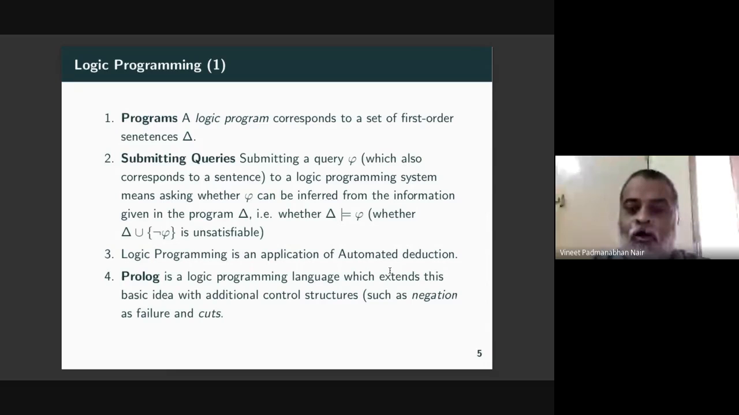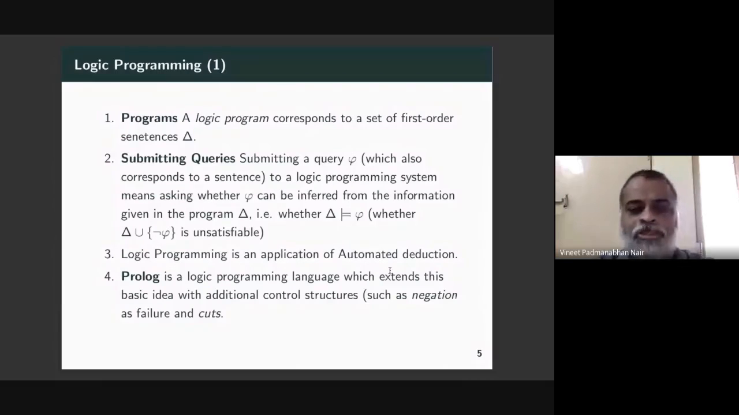Or in other words, either you can ask whether delta satisfies phi or phi follows from delta, or whether delta union negation of phi is unsatisfiable. So delta union negation of your query will end up in a contradiction, then that is also correct. So there are a couple of ways to find the answer. Whereas in SQL, there is only one way. You don't take the negation of the query and submit and then find a contradiction and then find the answer for your tuple. No, it is pretty much straightforward.